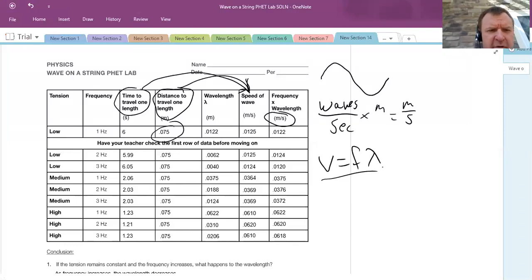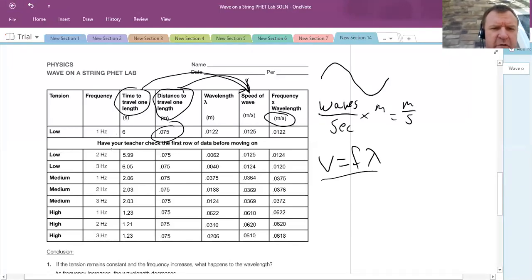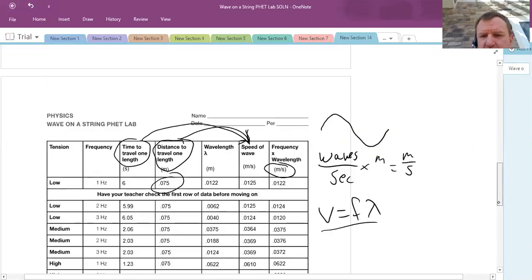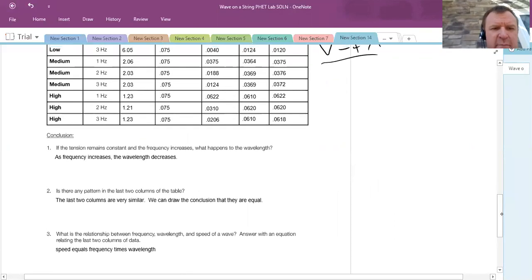The other thing I want you to notice is as you change the frequency within a low tension, we already saw that the tension changes the speed. So let's look within one tension. We look at the speed, it is identical. So 0.0125, 0.0125, 0.0124, pretty much the same. Medium, 0.0364, 0.0369, 0.0369, the same. High tension, the same.